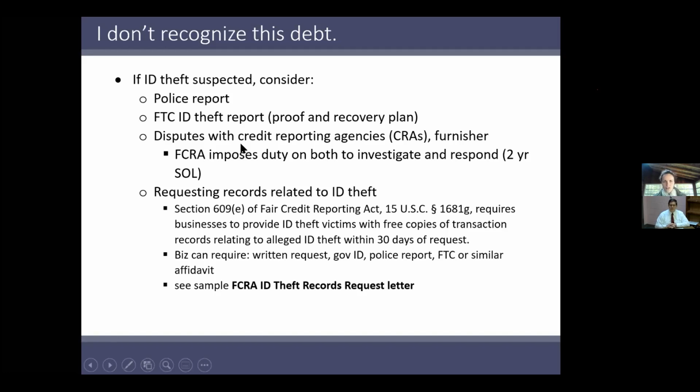I think, yeah, so I mentioned that it helps. It also includes information about disputing the debts with credit reporting agencies to try to minimize the damage to your credit.